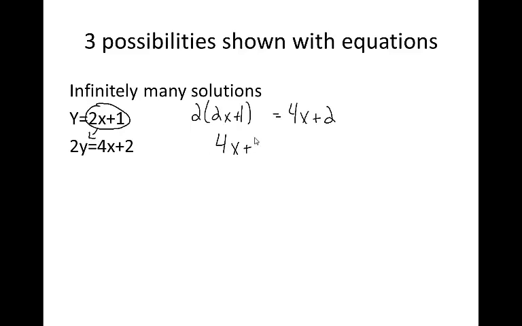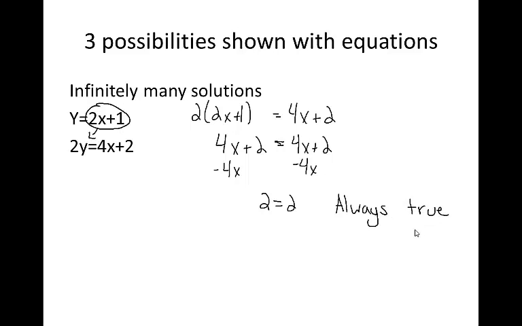Distribute. Alright, now some of you might notice I have the same thing on both sides. Others might do this next step until you get 2 equals 2. Either way, here or here, you get a statement that's always true. And if you get a statement that's always true, then you know the system has infinitely many solutions.